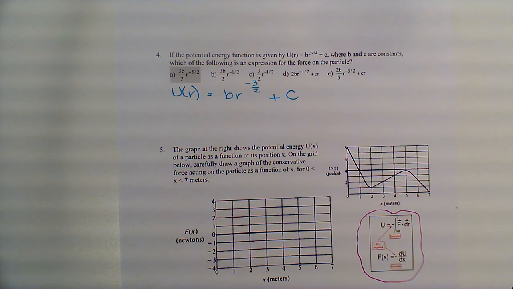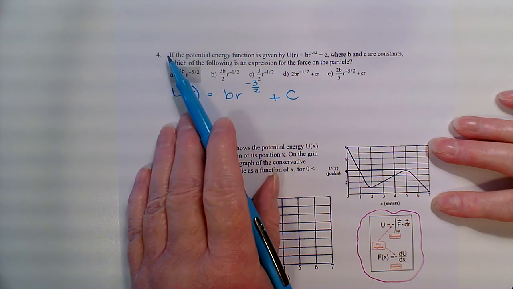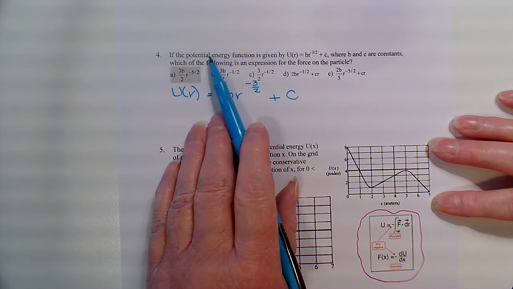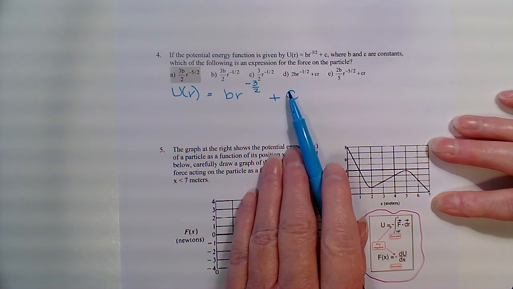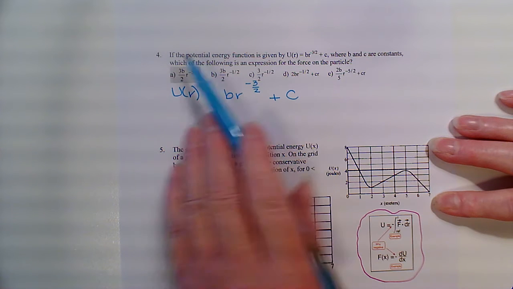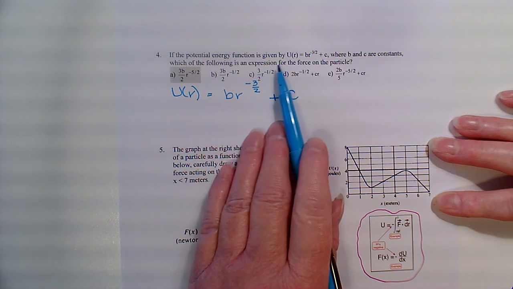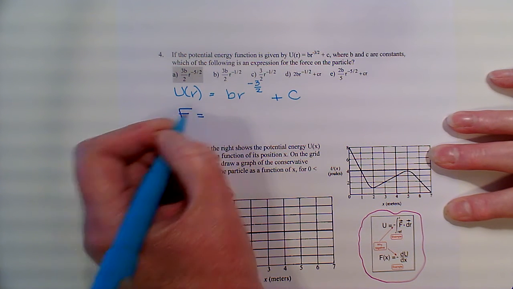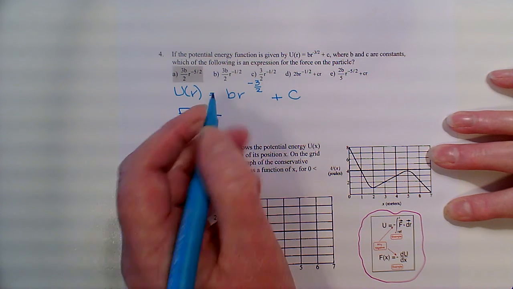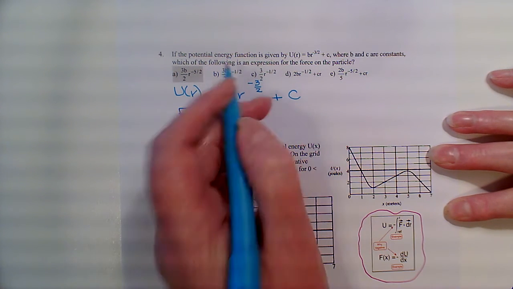Okay, in this video, let's start with number 4 because it probably flows best from what we just did in number 1 and 2. So again, you can see that we have a problem where the potential energy function is given by this. I just wrote it right here, where B and C are constants. Which of the following is an expression for the force?